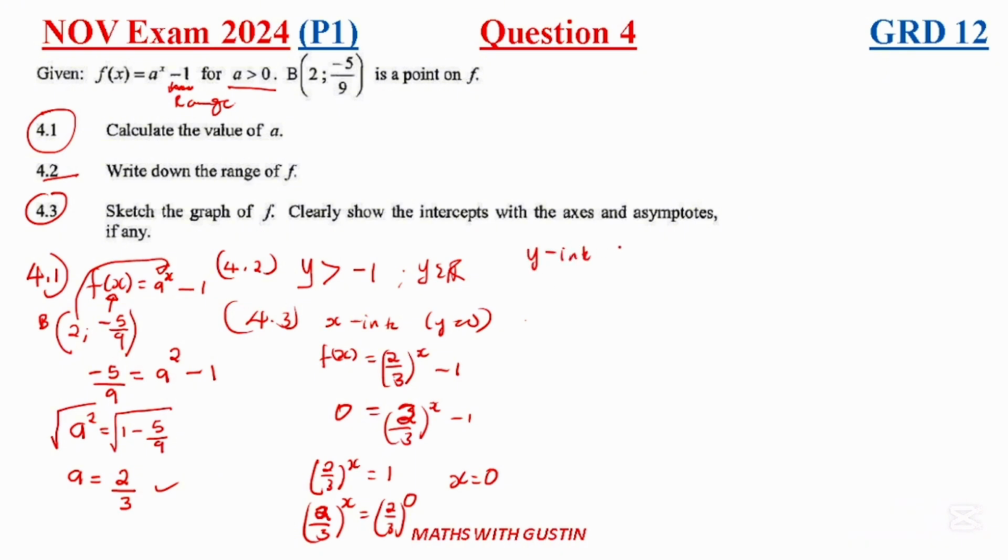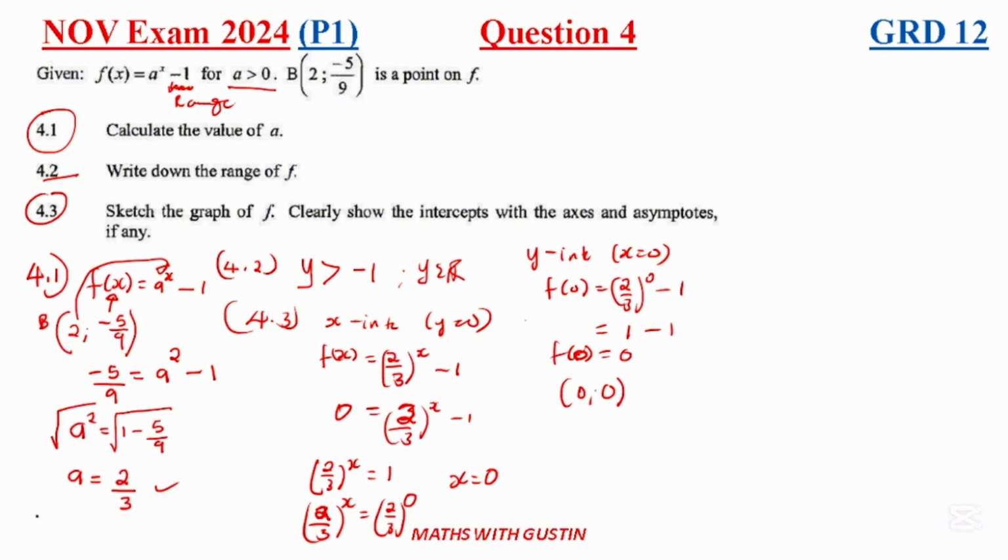So let's check for the y-intercept. We get the y-intercept when x is equal to 0. So it's (2/3) to the power of 0 minus 1. Anything to the power of 0 is equal to 1. 1 minus 1 gives us 0. So our coordinates: when x equals 0, y equals 0. So we can therefore come and plot our graph here.